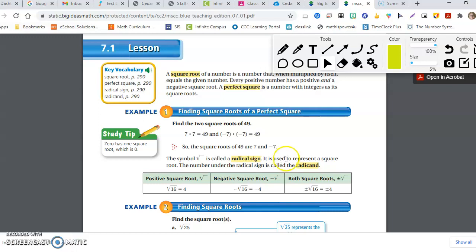So when you see a number, it says find the two square roots of 49. Think to yourself, what number, when you multiply it by itself, is going to give you 49? And hopefully you think, oh, 7. So 7 times 7 gives you 49. But you also have to remember that negative 7 times negative 7 also gives you 49. So the square roots of 49 are 7 and negative 7.